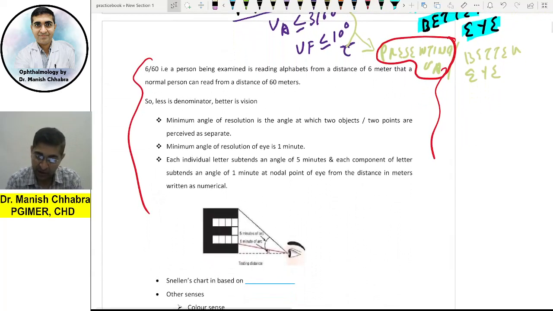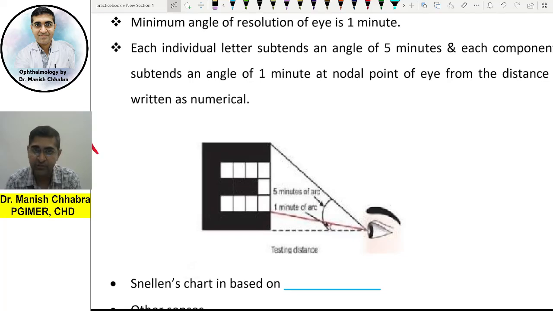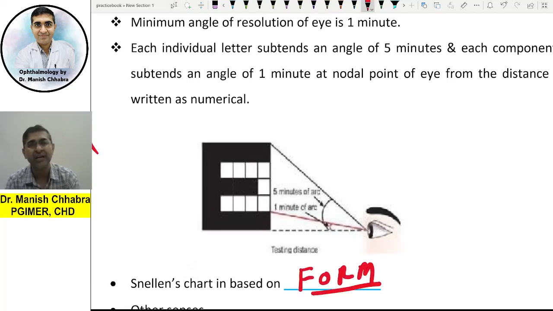Now Snellen's chart is based on which phenomena? It is based on form sense. So there are four main senses. One is color sense. Whenever you see an object, you tell the color. There is light sense. Light is entering into my eyes, only then I am able to sense the object. Then there is contrast sense. And lastly, there is form sense.